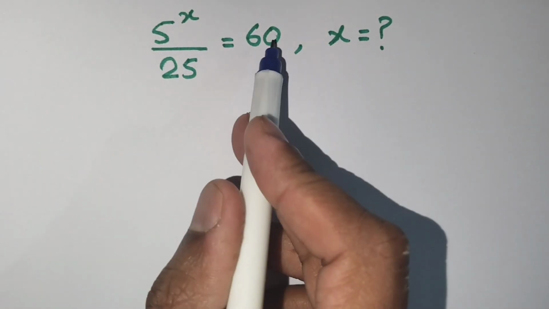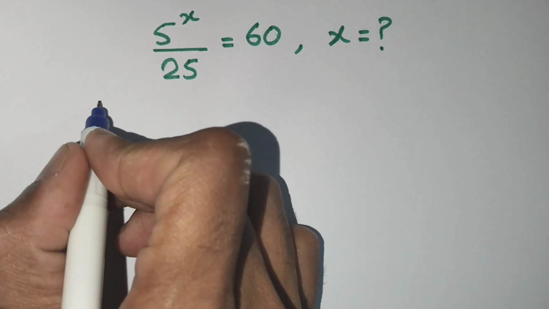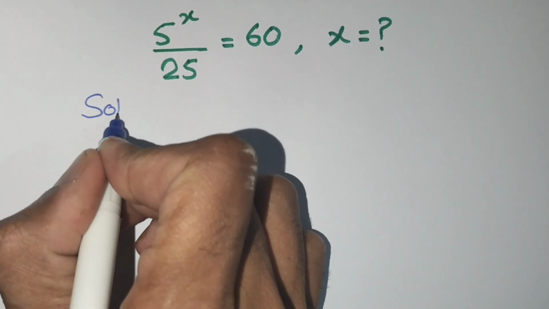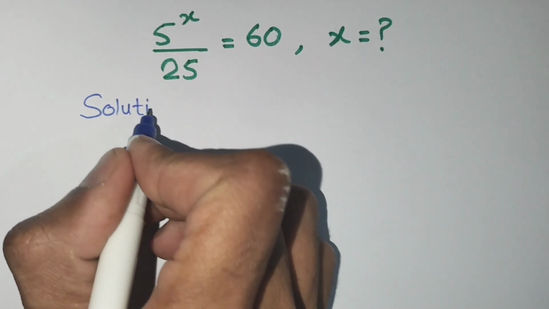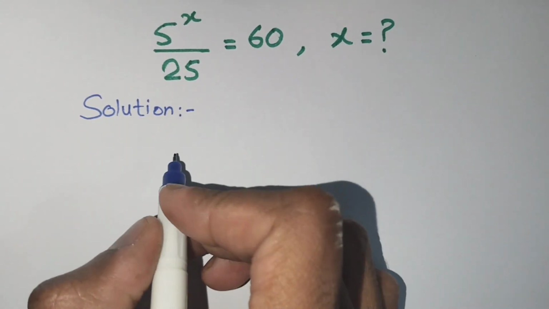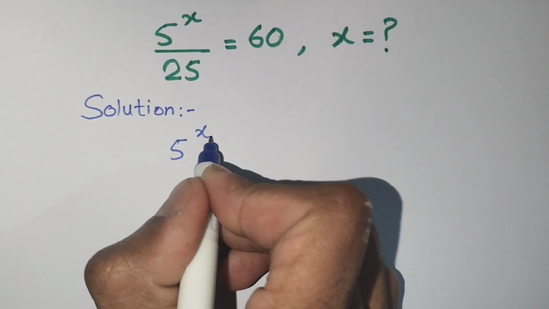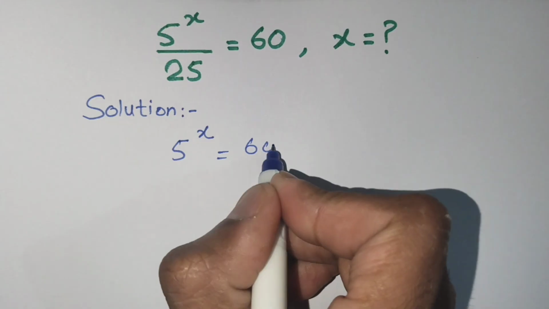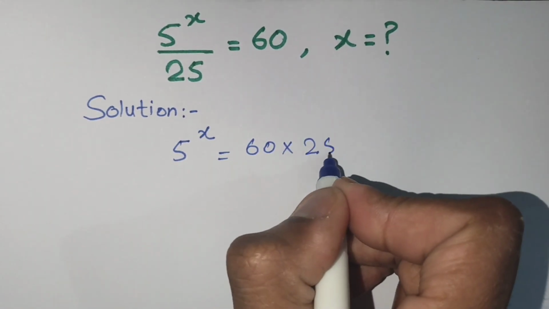We have 5 power x over 25 equals 60. Find the value of x. We will start the solution of this question. In the first step, we will cross multiply. 25 will multiply with 60, so it will be 5 power x equals 60 into 25.